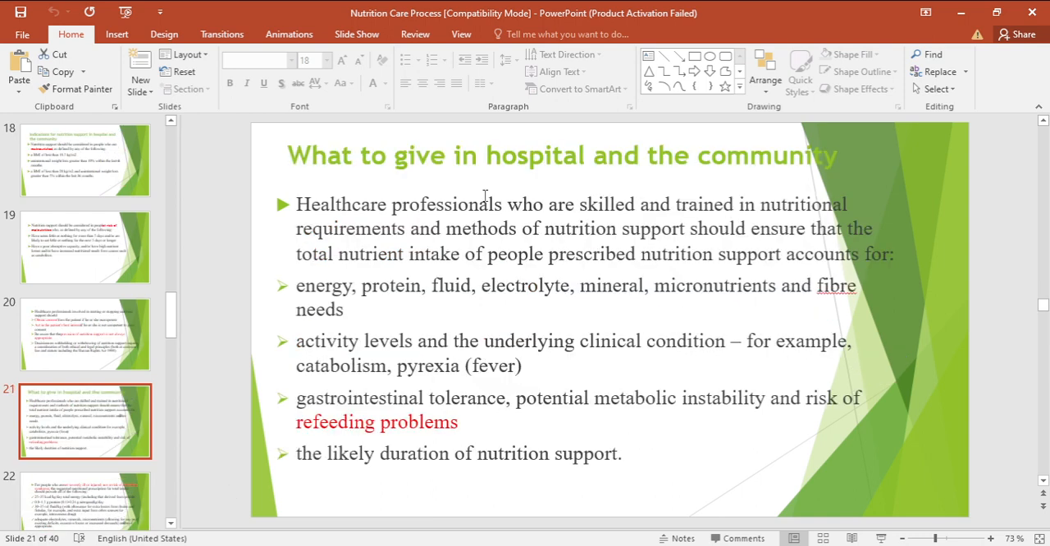So what should you give to patients in the hospital and the community? We have to make sure that the patient is given energy, protein, fluids, electrolytes, minerals, micronutrients, and fiber needs. Then the activity levels and the underlying clinical condition, for example, catabolism and pyrexia (fever), have to be taken into consideration. And then the gastrointestinal tolerance, the potential metabolic instability and the risk of feeding problems. And finally, the likely duration of the nutrition support.